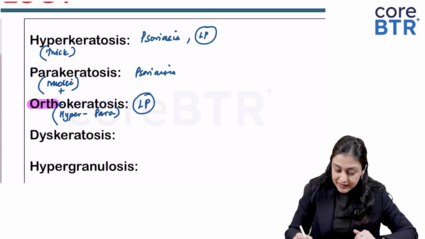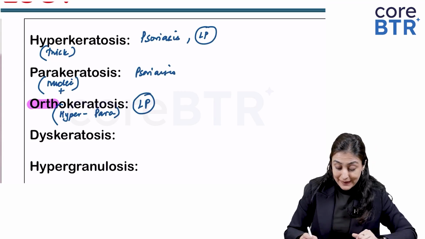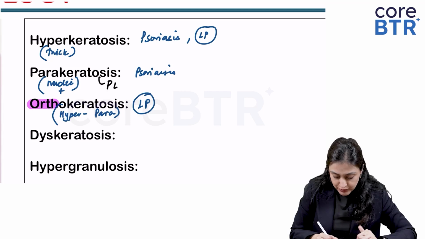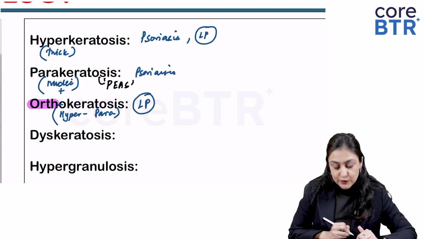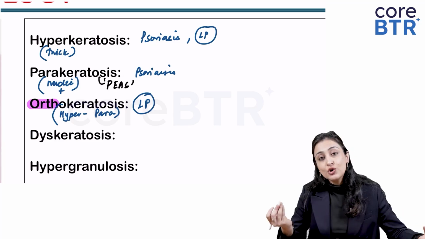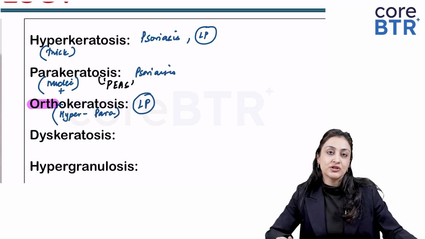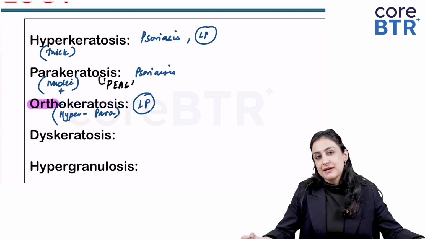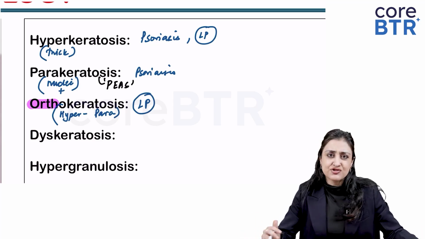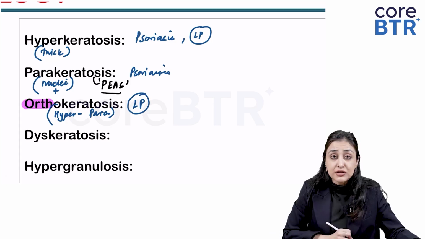In addition, are there other causes where I can find parakeratosis? Yes, so you can remember peas, but even if you don't remember peas, remember not lichen planus, because that's the question. Para is seen in all except. So we already know the answer. Let's just do the formality of remembering other options.